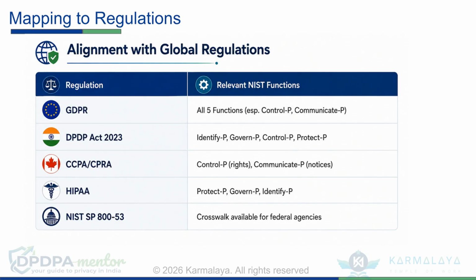For CCPA/CPRA, Control-P and Communicate-P are critical for consumer rights and privacy notices. NIST SP 800-53 Rev 5 includes a dedicated privacy control family, the PT family. NIST provides a crosswalk document mapping privacy framework subcategories to SP 800-53 controls, useful for federal agencies or organizations using SP 800-53 as a baseline.